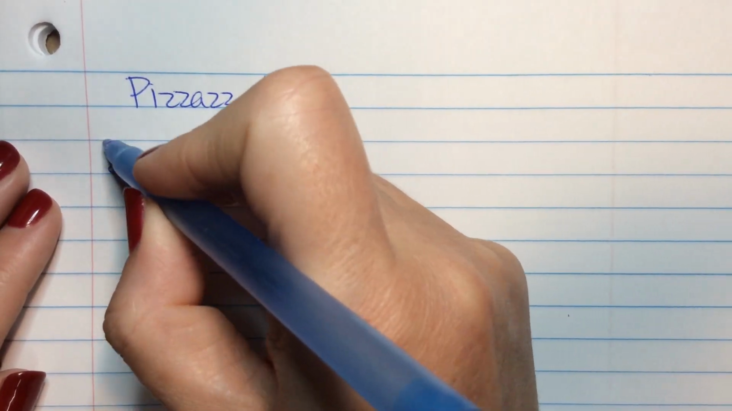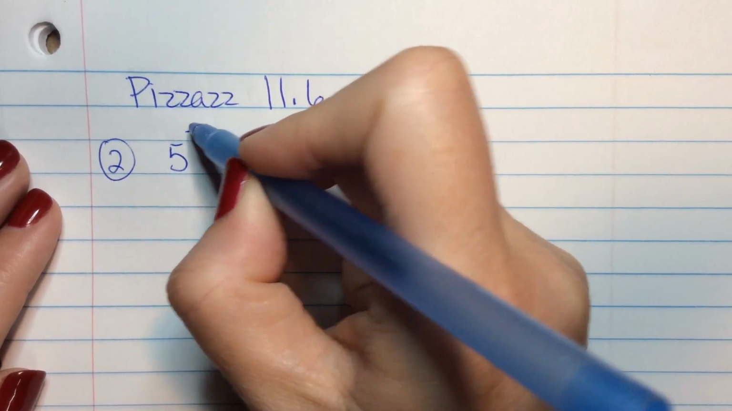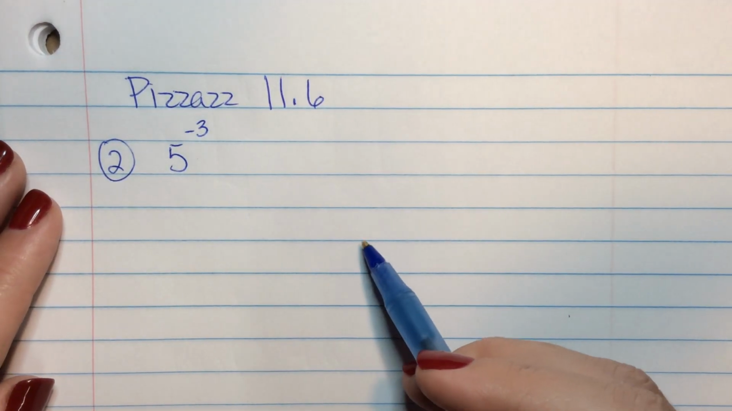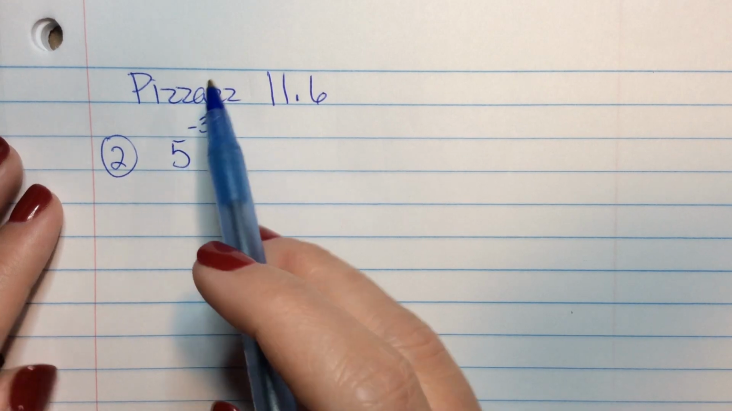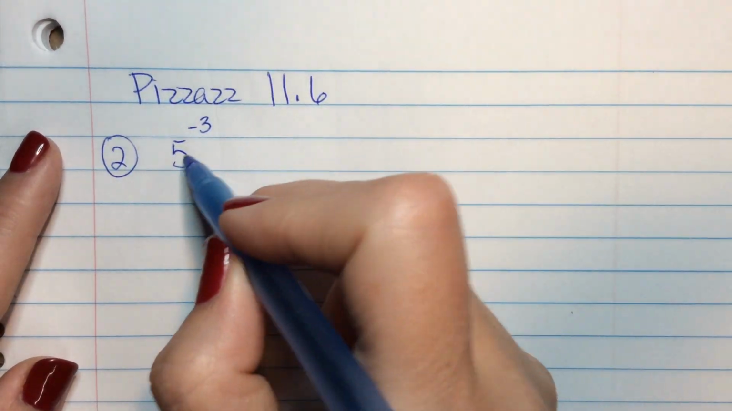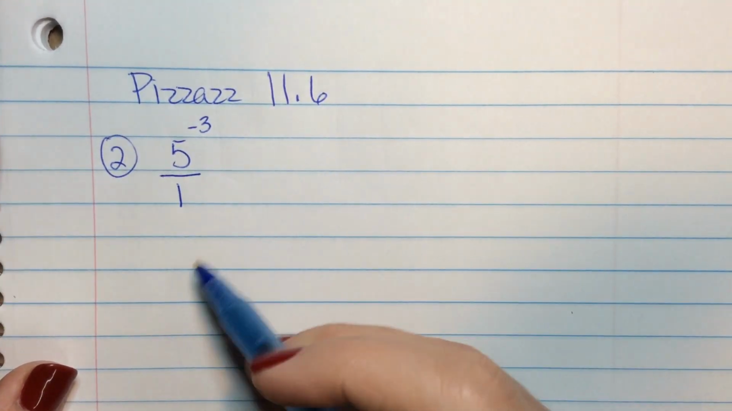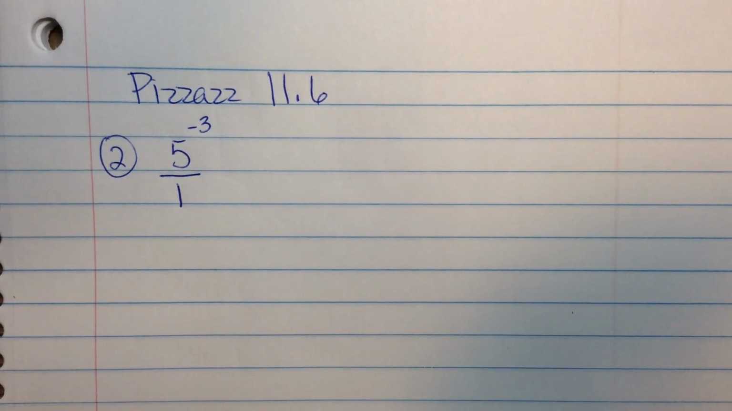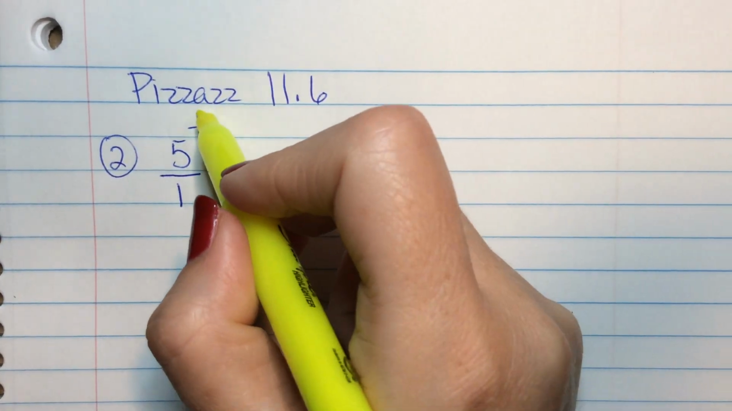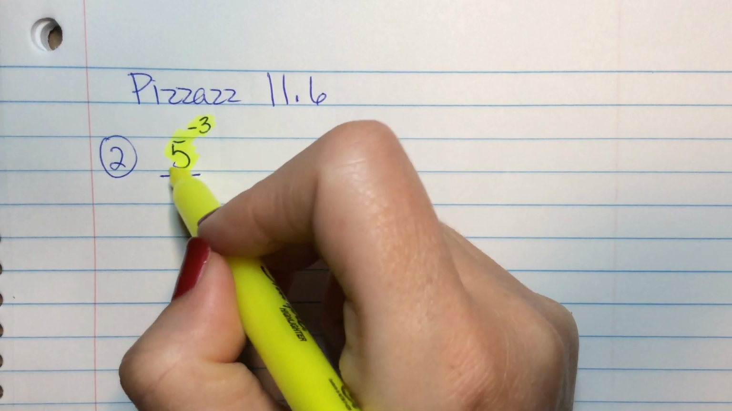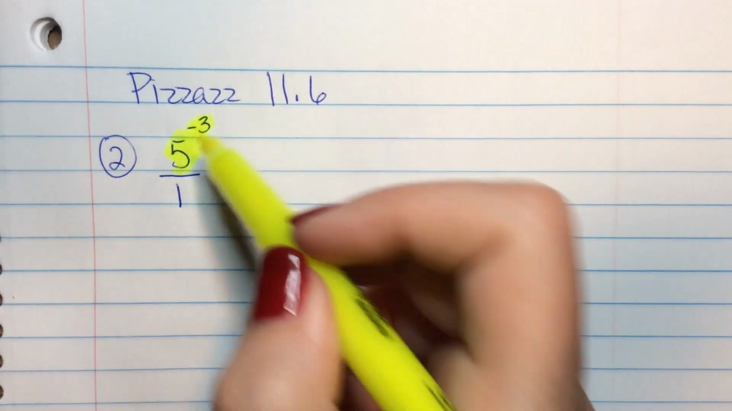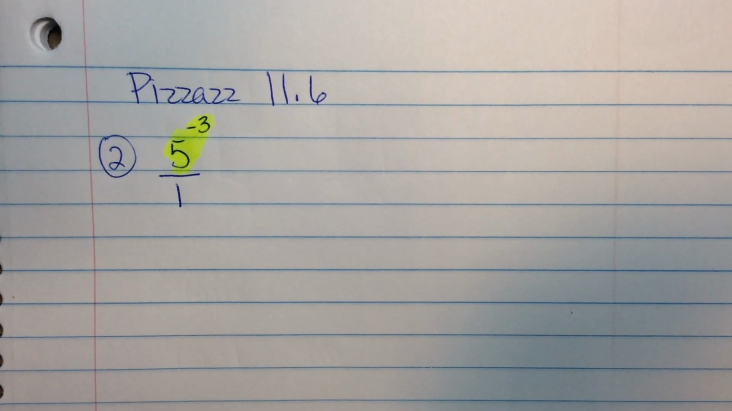So number 2, we'll start with that one. 5 to the negative third power. Well, if that's my only problem, I have to remember to put it over 1 so I can actually look at it like a fraction, because it is going to be a fraction. Anytime that you have a negative exponent, you're either going to have a fraction as an answer or it's already written in fraction form.